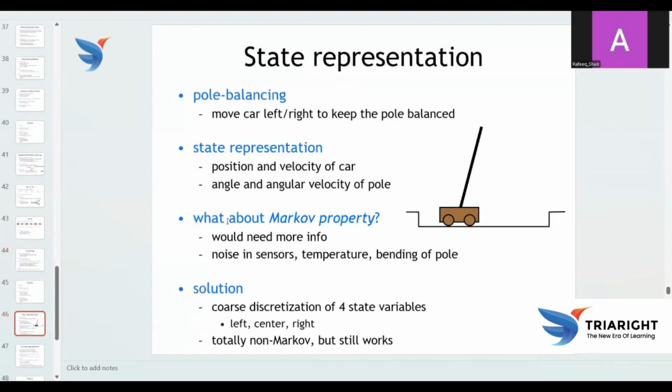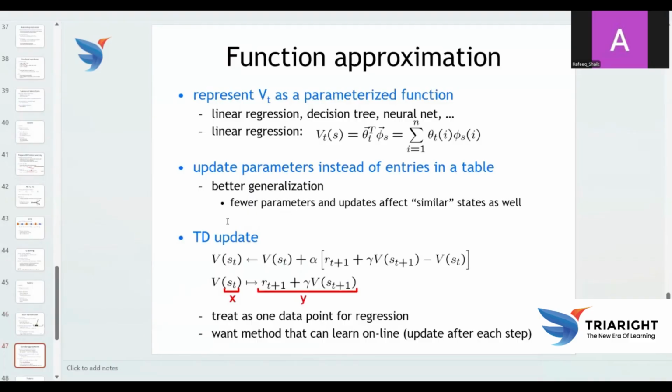We have also discussed a little bit of information about state representation, such as problems like balancing: moving a car left, trying to keep the pole balanced. The state representation is the position and velocity of the car and the angle and angular velocity of the pole. What about Markov properties? We need more info, like noise in the sensor, temperature, and so on. So it needs function approximators. I guess you have to look into a little more detail on it.